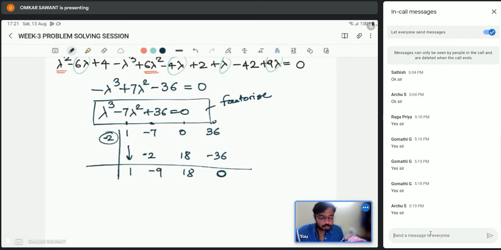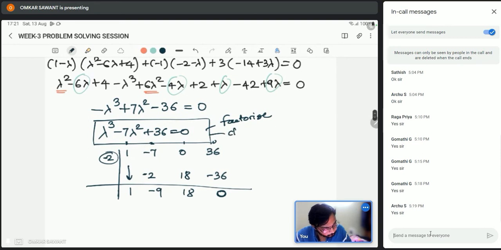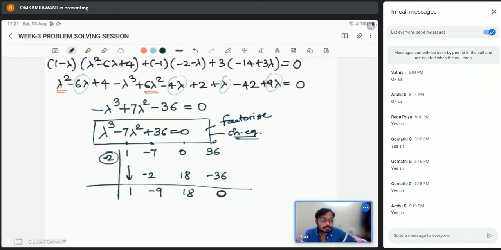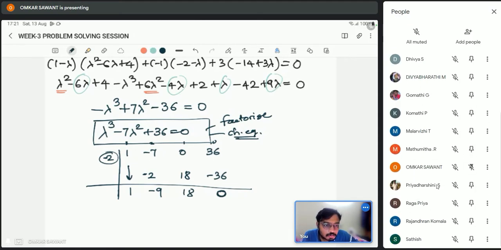Is it correct? Everyone got the same characteristic equation? Lambda cube minus 7 lambda square plus 36. Gomati, did you get the same? Other people can also respond. Rajendran, Komala, did you get the same characteristic equation?